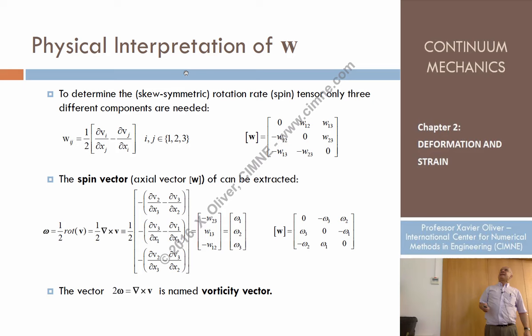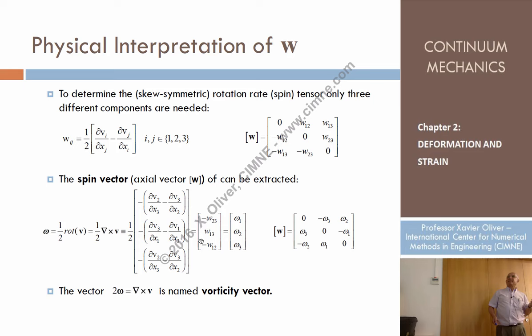Okay. Let's now look for the interpretation of W. What is W? It was termed the spin tensor, the rate of rotation tensor. So I'm just anticipating that the rotational velocity has to be involved like that. Look, again, that is the definition of the spin tensor. It's skew symmetric. Then, as I told you, I can always extract one vector, which is called the axial vector, with three components: omega 2,3, minus omega 1,3, and omega 1,2.